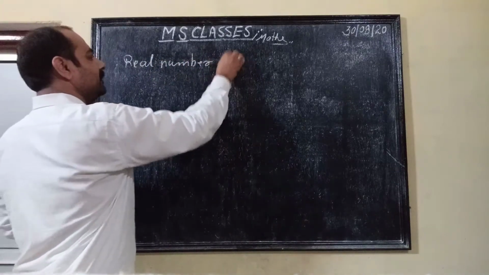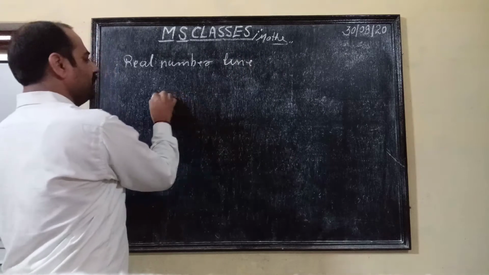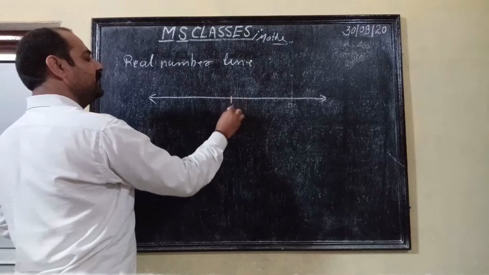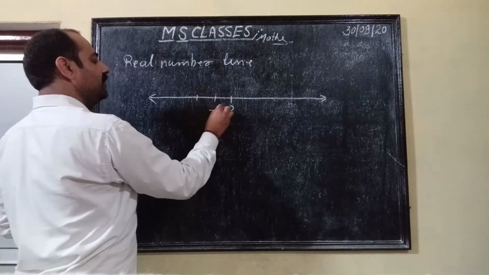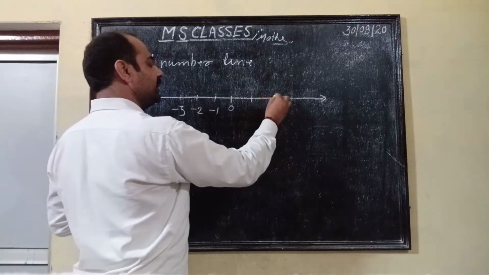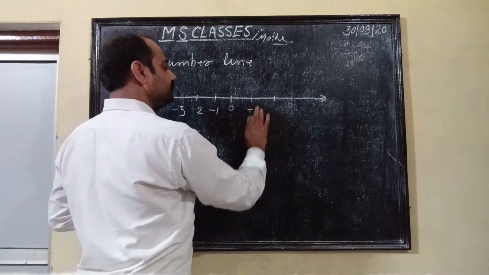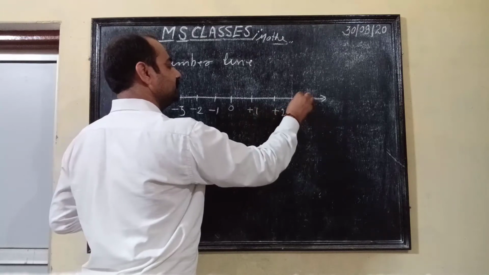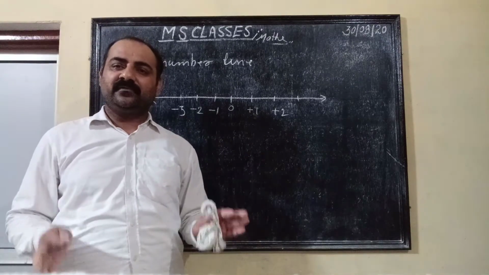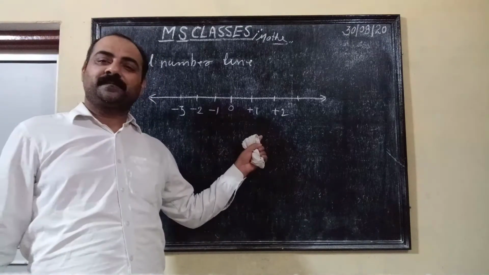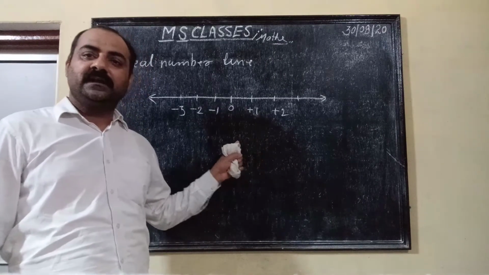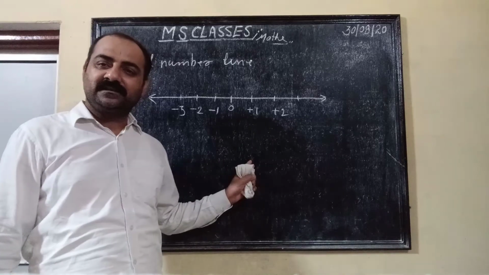Real number line. If we draw a simple line, on the left side of this line all the numbers are negative, and to the right side of this line all the numbers will be positive. So this line is a real number line. Every type of number is on this line. But in this topic I will teach you how to locate irrational numbers on this real number line.